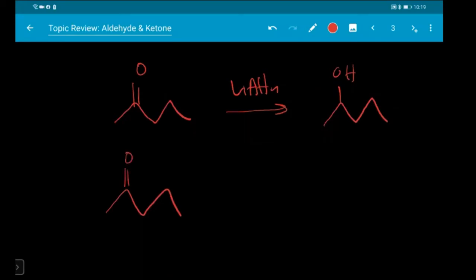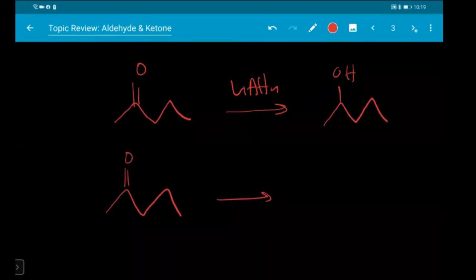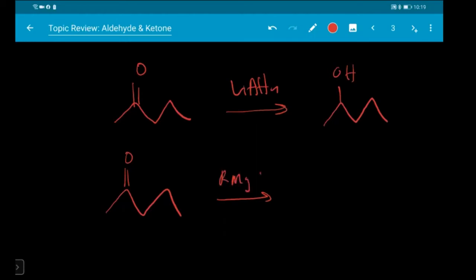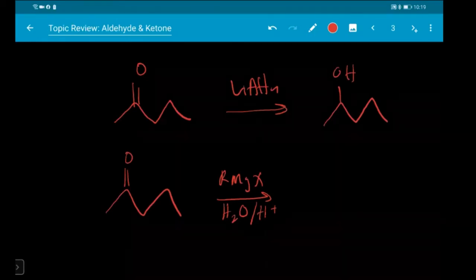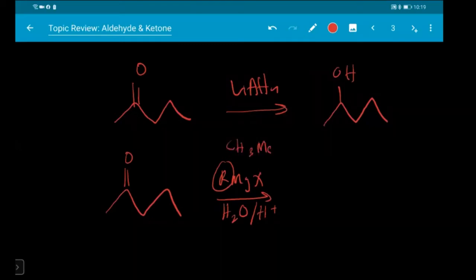Grignard reagent is reaction between a ketone together with any Grignard reagent lah, contoh Grignard reagent. Grignard reagent adalah RMgX. And normally it will be finished off with acidified water. Bila kita pakai Grignard reagent, akan berlaku pertambahan karbon. Kenapa? Pasal Grignard reagent kena ada R. Sebagai contoh, CH3MgCl.